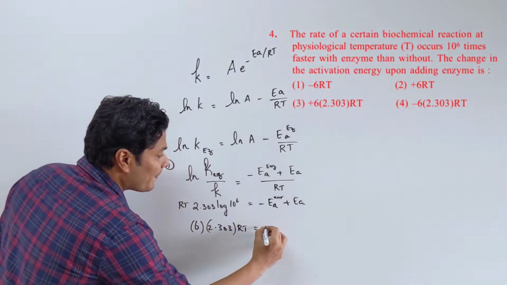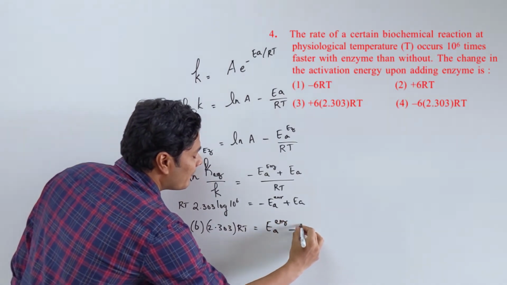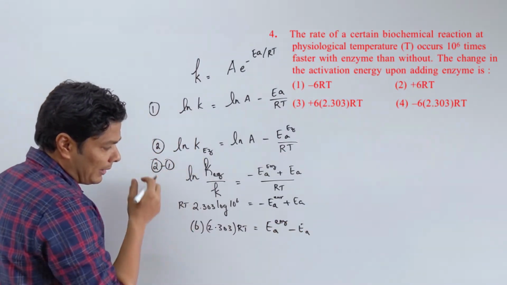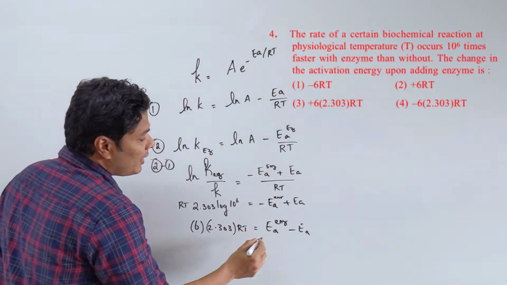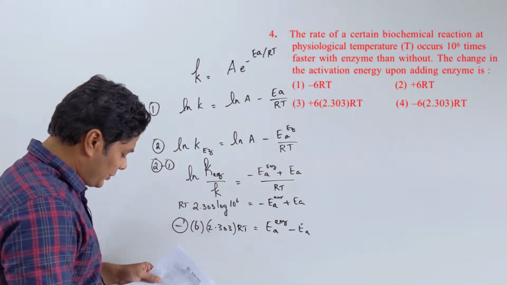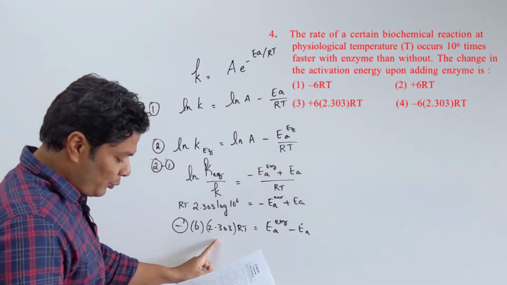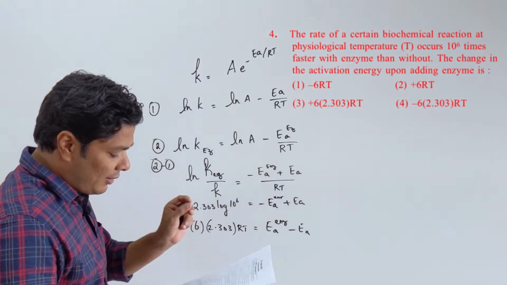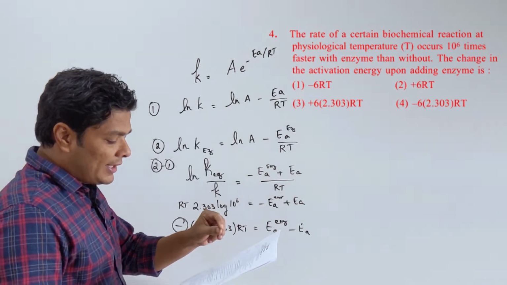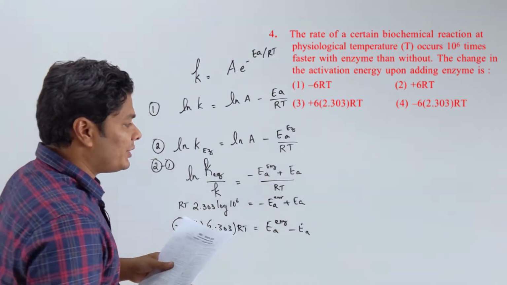So basically, EA enzyme minus EA, I can put it here. Or how do you worry about sign? If you look at options Charlie and delta, the sign is different, but I got my 2.303 times 6 times RT. Now how do I determine between Charlie and delta? Use fundamental. The question asks the change in activation energy.